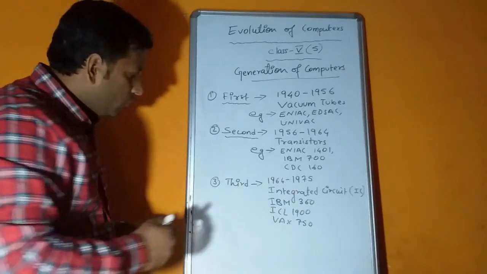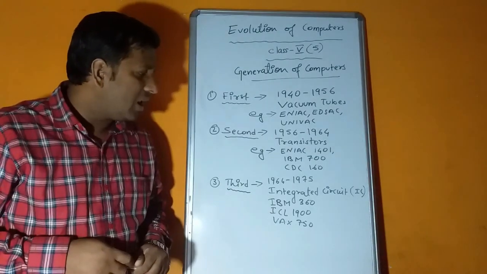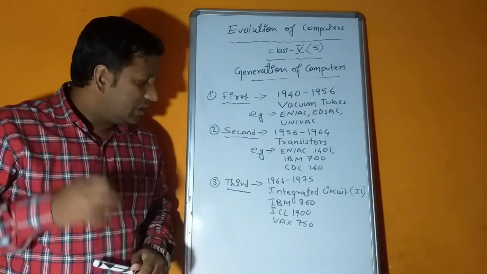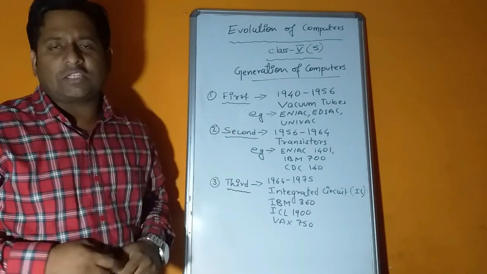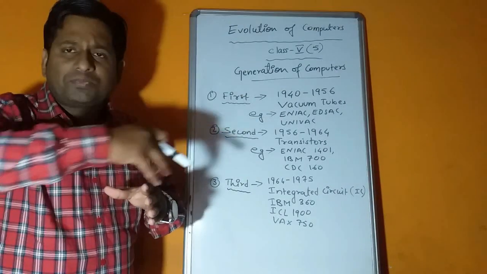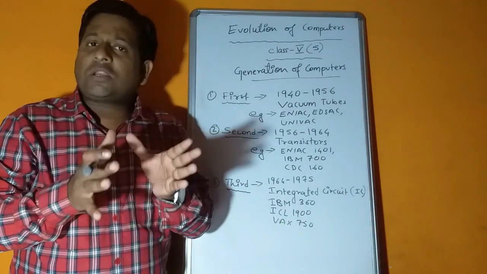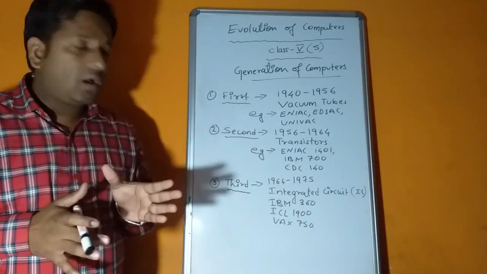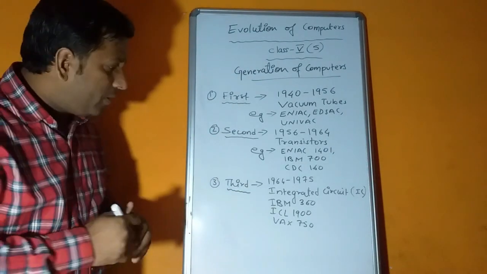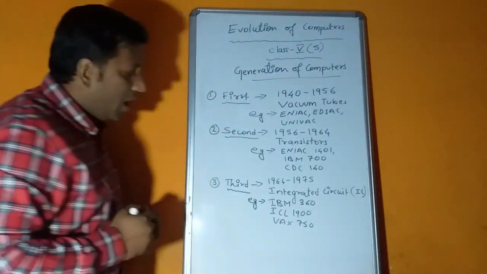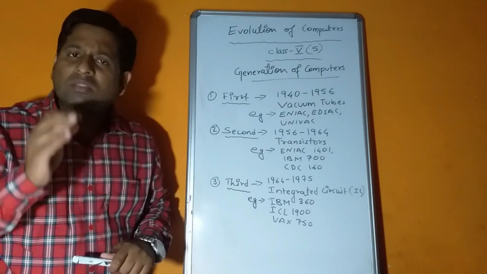Then after the second generation, we came to the third generation of computer, which started in the year 1964 and lasted up to 1975. In the third generation, technology was again replaced from transistor to integrated circuit, that is ICs. IC means it consists of lots of chips together as a single unit. When the integrated circuit was established, the computer became much faster and even worked as a fully automatic digital computer. Examples of third generation computers were IBM 360, ICL 1900 and VAX 750.